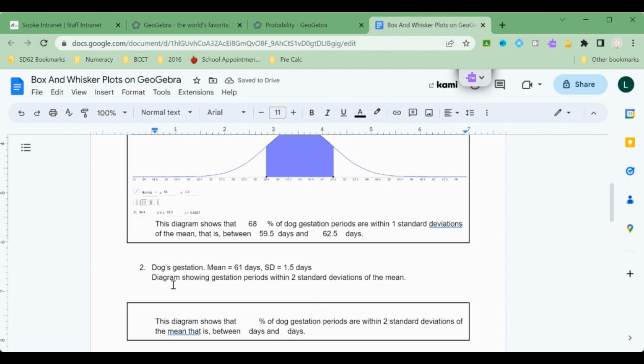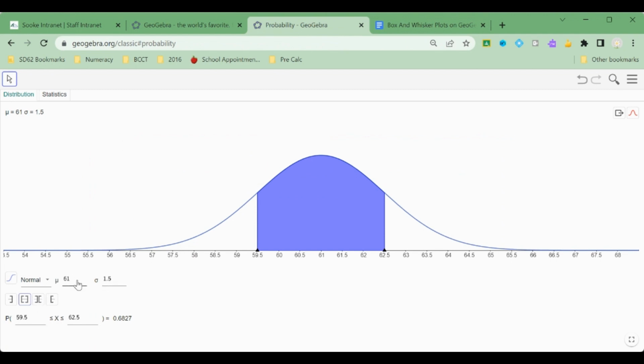Okay, the next one says a diagram showing gestation periods within two standard deviations of the mean. So that means 61 is the mean, 1.5 is the standard deviation. So I have to calculate how far is 61 plus 1.5 plus another 1.5. It takes us to 64. Or 61, subtract 1.5, subtract another 1.5. It takes us to 58. So we'll draw a diagram of that. So the mean is still 61, standard deviation 1.5. But now our lower limit is 58 and our upper limit is 64. And we see it's 95%.